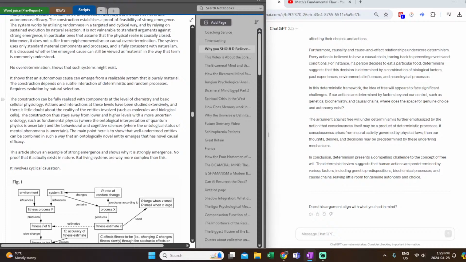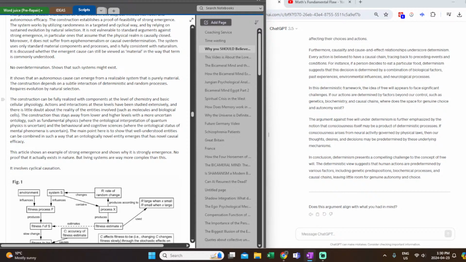So, okay, let me just start with this quote again. The construction can be fully realized with components at the level of chemistry and basic cellular physiology. Actions and interactions at these levels have been studied extensively, and there is little doubt about the reality of the entities involved, such as molecules and biological cells.